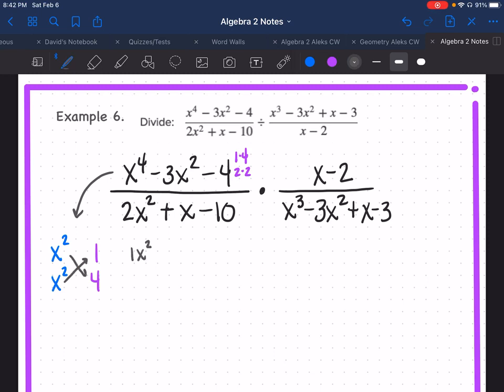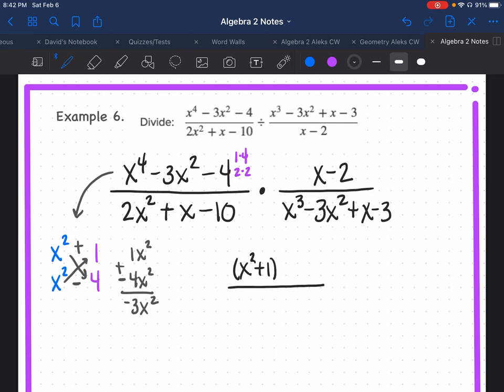Okay, so that would be 1x, and this would be x squared. I think when I add these together, I can get negative 3x squared. Yep, I just got to make the 4 a negative. So this is minus, this is plus, and we've gone ahead and factored our first polynomial. And that one, I have to say, was the scariest.